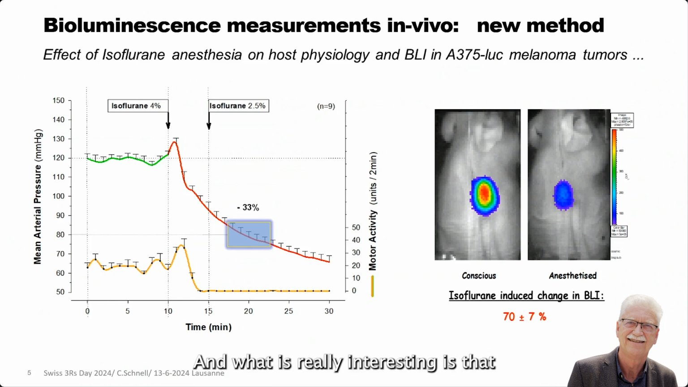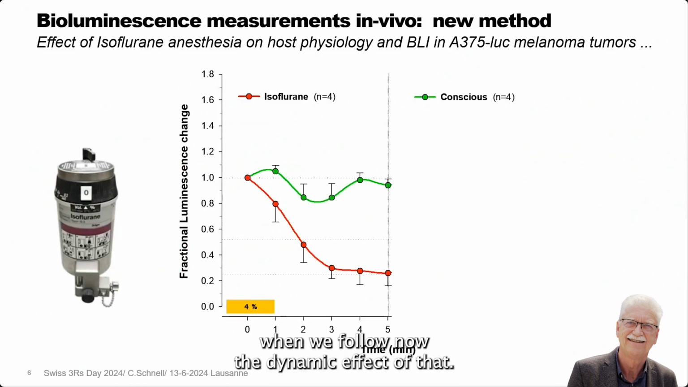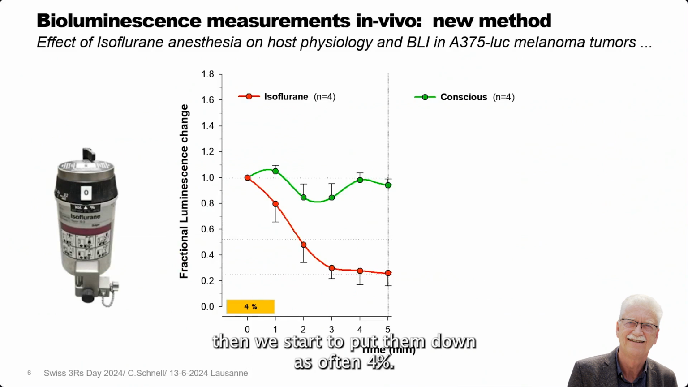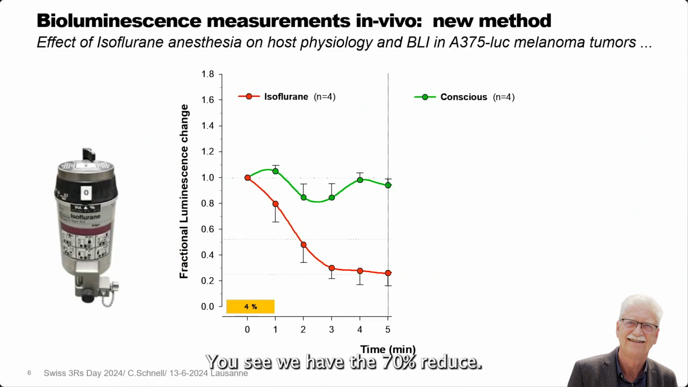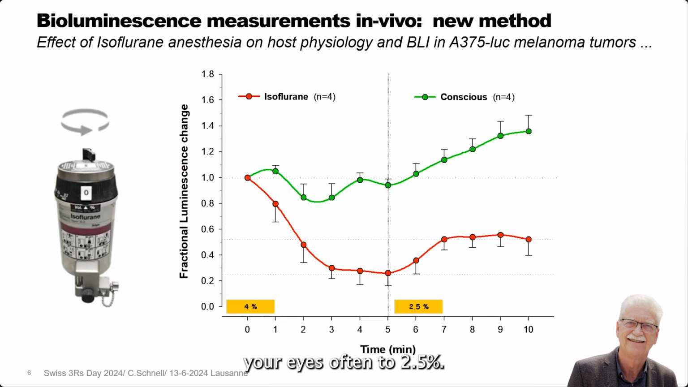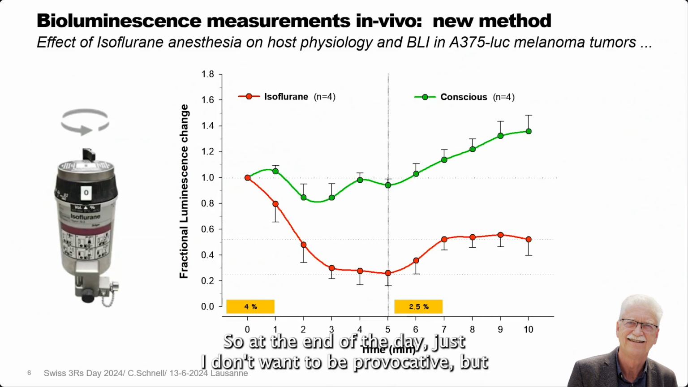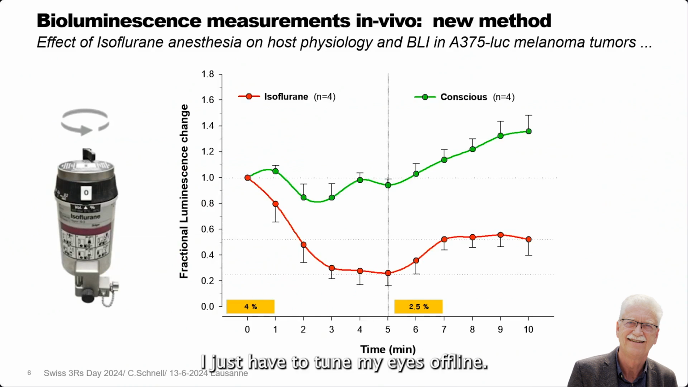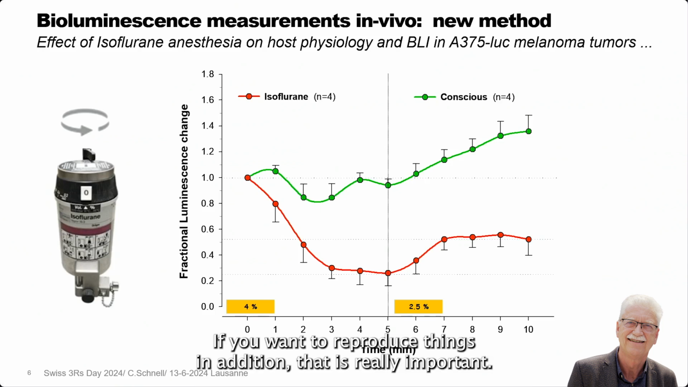And what is really interesting is that when we now follow the dynamic effect of that, you see this is now the bioluminescence. One is when they are conscious, then we start to put them down with isoflurane 4% to see we now have the 70% reduced. And then we are switching the isoflurane to 2.5%, and then it goes up. So at the end of the day, I don't want to be provocative, but tell me what you want. I can do it for you. I just have to tune my isoflurane, and the signal will go up and down. Sometimes a little bit tricky, isn't it, if you want to reproduce things.